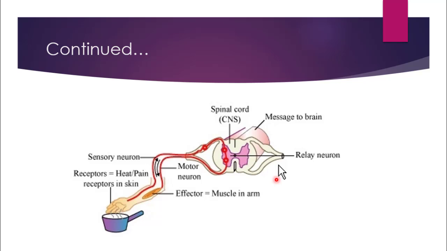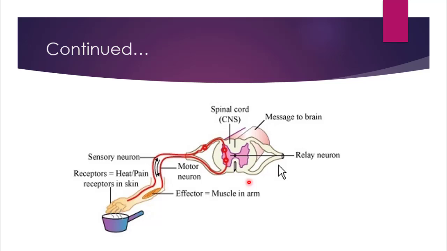Here is a picture of reflex action. Whenever a person touches the hot object, the heat from the hot object stimulates the receptors of heat and pain in his skin, and a nerve impulse is generated. This nerve impulse, with the help of sensory neuron, is transferred to the interneurons of the spinal cord. The interneurons will transfer the message to the motor neuron, and some of the interneurons will transfer the message to the brain as well to make the person aware of the danger. The motor neuron will transfer the message to the effector or muscles in the arm, which will contract and allow the person to withdraw his hand.